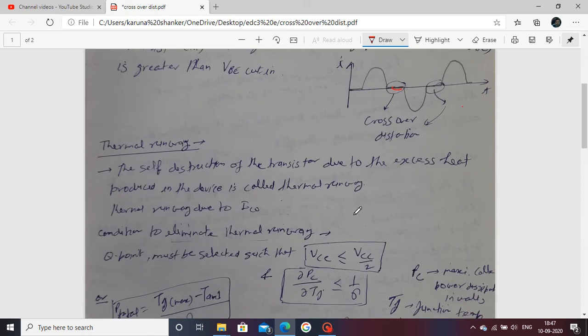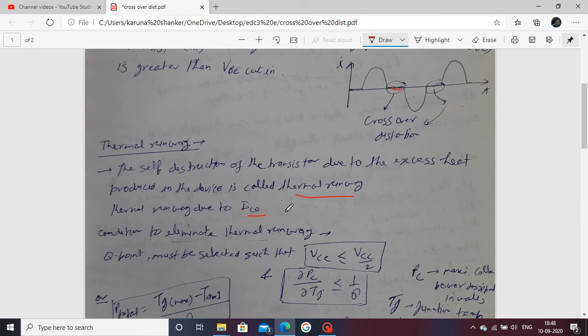Next is the thermal runaway. The definition of thermal runaway is the self-destruction of a transistor due to excess heat produced in the device. Thermal runaway is due to ICO. ICO means the minority current flow in a transistor. We have seen that when the temperature increases, there is a current flow called the reverse saturation current. Thermal runaway is also related to temperature.